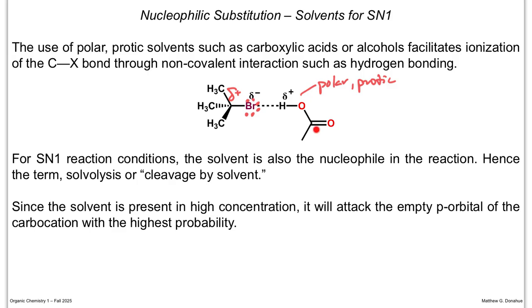So as I said, that's your solvent, but it's also the nucleophile. So these are also called solvolysis, so cleavage by solvent. If we used the acetic acid, in this case, the product would be that substitution. So an ester is the main functional group.